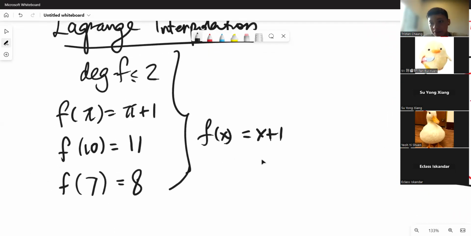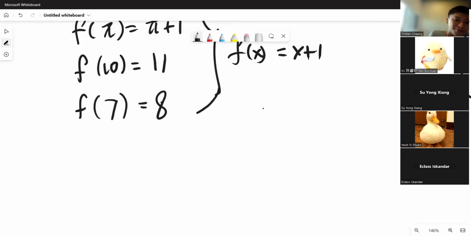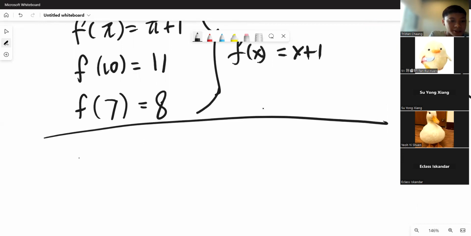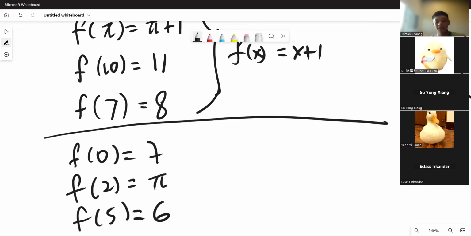So that's nice. But what if we have a more complicated one? So let's say instead we have f(0) is 7, f(2) is suddenly pi, and f(5) is 6. Then it's not so obvious anymore. So how do we construct it?